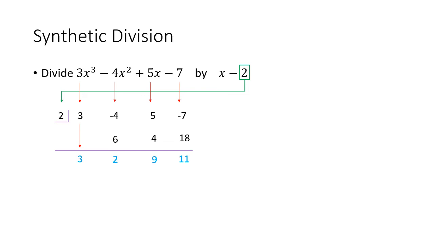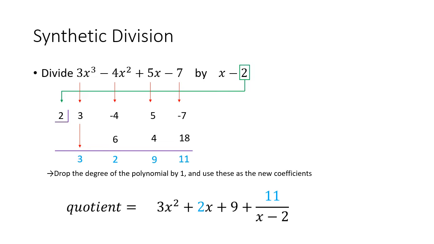Now, we just divided a cubic, a third-degree polynomial, by a linear polynomial. So our quotient should be a quadratic, a second-degree polynomial. So what we do is drop the degree of our original polynomial, which was a cubic, by 1 to make it a second-degree polynomial. And these are the new coefficients. We had this 3 and this 3, this 2 and this 2, this 9 and this 9. And then the remainder, 11, is this. The remainder sometimes is drawn in its own little box.